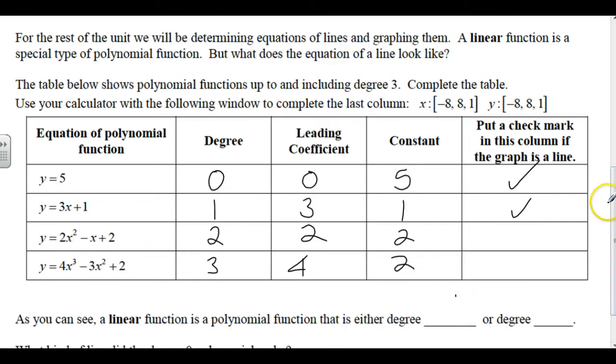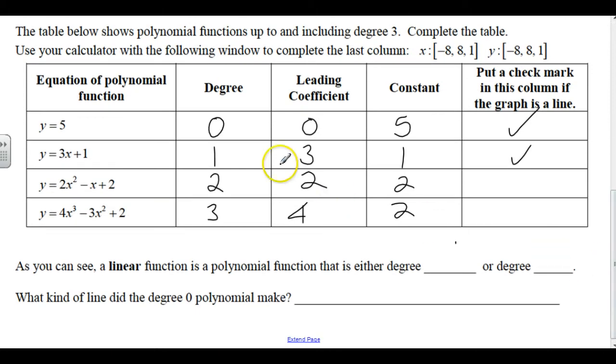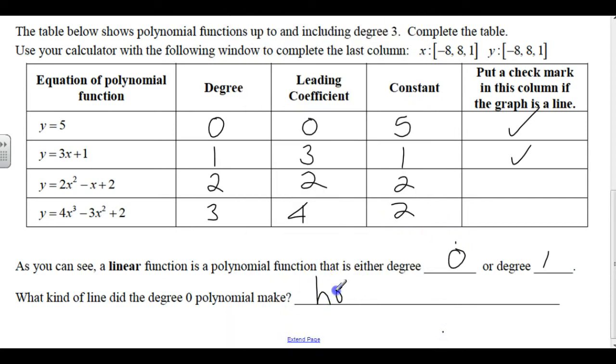As you can see, a linear function is a polynomial function that is either degree 0 or degree 1. What kind of line did the degree 0 polynomial make? Well, it was this line here. It was a horizontal line. And we know something about those. We know what their slopes are, right? Slope 0.